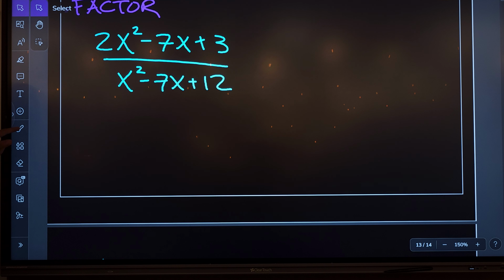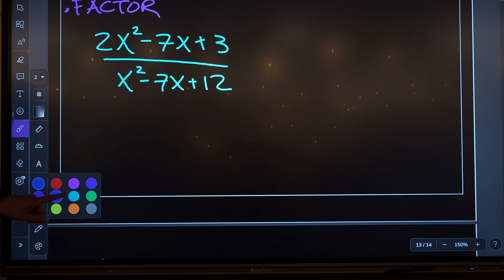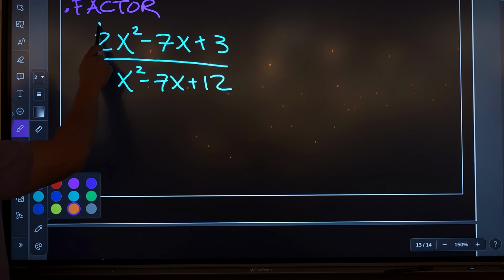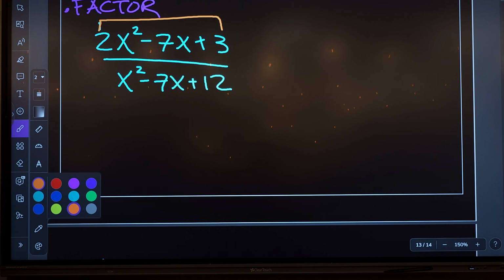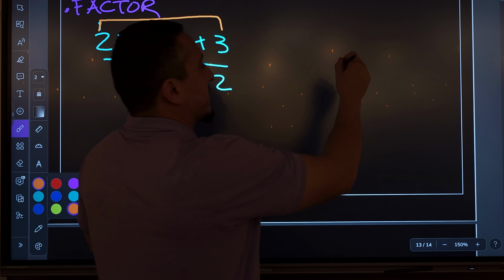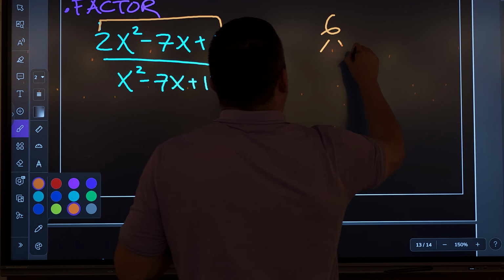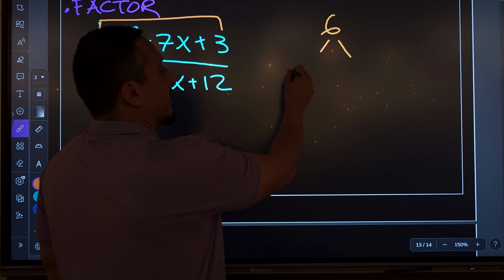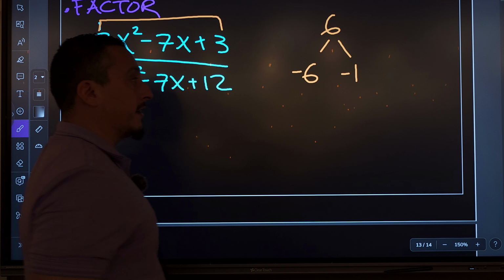This is the part I'm a little nervous about for you guys, because if you don't do all the practices and you get to this problem, we haven't factored one of these in a while, and you might forget. I could see students forgetting that you're supposed to multiply those two to factor this problem. So you do 2 times 3 is 6, and think of what number times what number multiplies to 6 but adds to -7. In this case, it'd be -6 and -1.